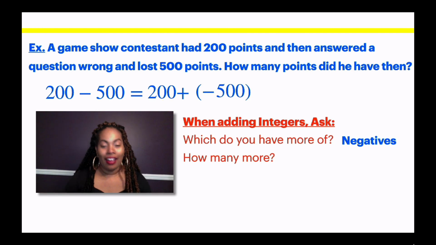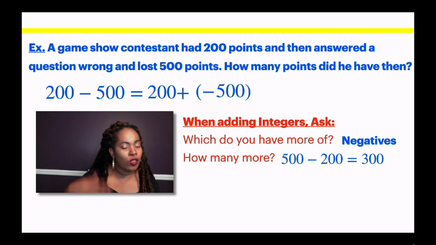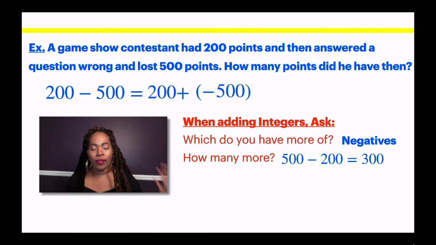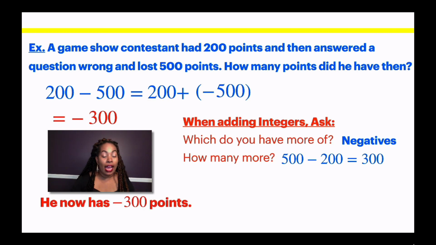They win, unfortunately. And then how many more? So now we're going to find that difference, right? How many more negatives are there than positives? So we're going to do 500 take away 200, and we end up with 300. So again, our answer is going to be negative, and we know that it's going to be 300, and that gives us negative 300. So now, always make sure that you're answering the question. How many points did he have then? Well, he now has negative 300 points.